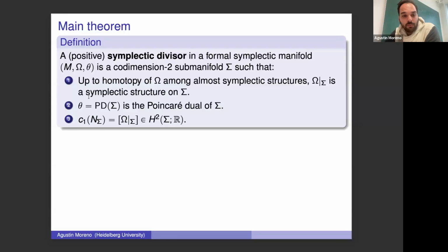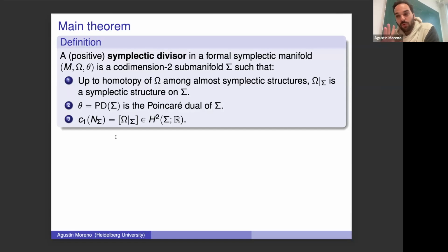The second condition that I want to impose is that the Poincare dual of the divisor, which is now a two-form, exactly coincides with the two-form that I start with, so theta in my formal symplectic structure. And then the last condition is the positivity condition on the normal bundle of the divisor. So I want to assume that the normal bundle is positive in the sense that its first Chern class is represented by the cohomology class of this two-form restricted to the divisor. Because I'm assuming by the first point that this is symplectic, in particular it's closed, it gives me a well-defined cohomology class, and I want this compatibility condition. Okay, so this is what we consider a positive symplectic divisor.